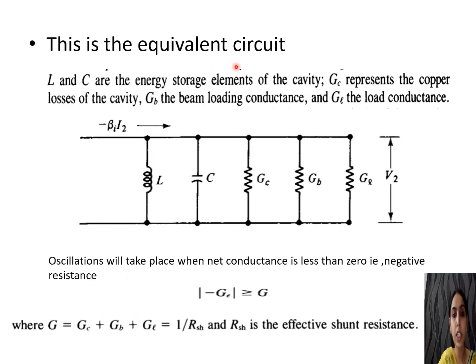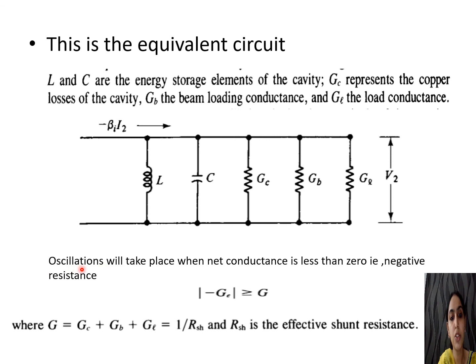Now this is the equivalent circuit shown. Here L and C are the storage elements. GC represents the copper losses of the cavity, GB the beam loading conductance, and GL the load conductance. So we have written it in terms of conductance, and V2 is the voltage developed in the output part. So an induced current is flowing in the output and a voltage V2 is developed in the output.